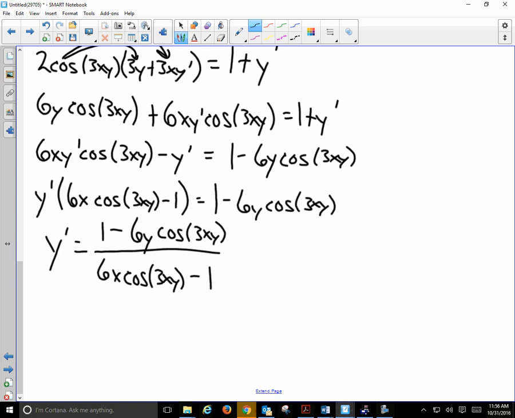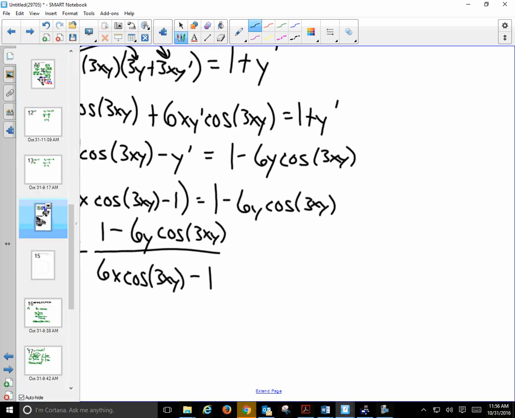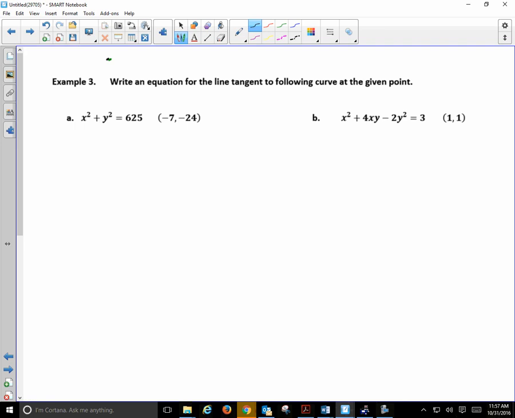Should we try 2 easier problems? And then we'll call it a day. Flip your notes over. We go back to the basics. Write an equation for a line tangent. What 2 things do I need? Slope and a point on my line. Point on my line is -7, -24. How do I find the slope?